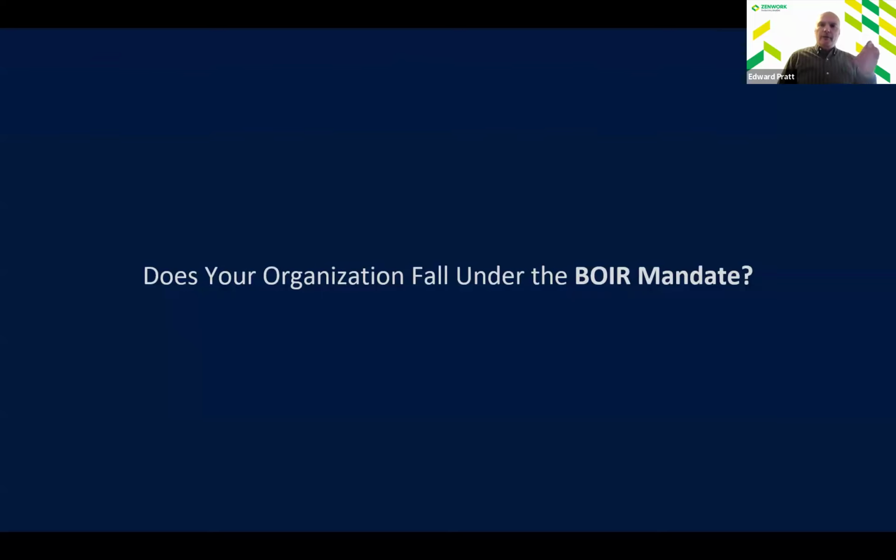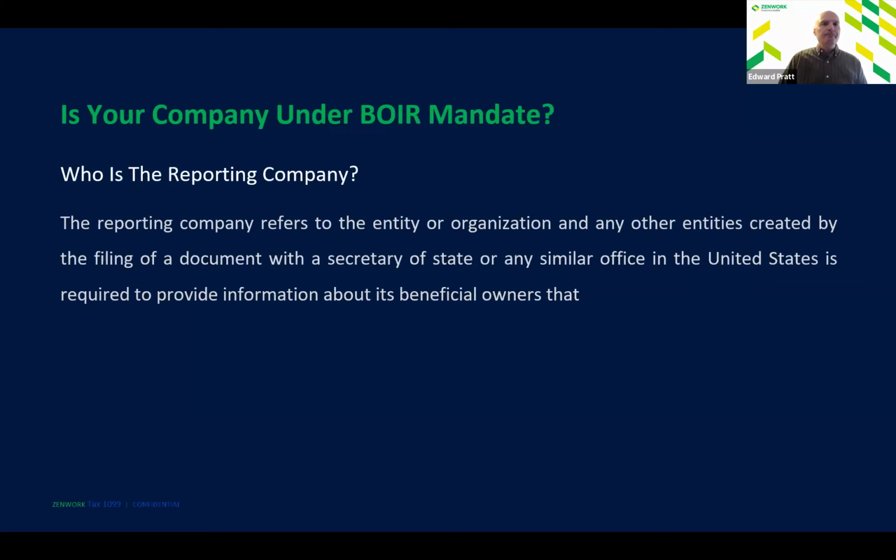So now let's look at understanding that framework of the BOI. Let's see if we can determine if your organization falls under the BOI mandate. And you see BOI, I'm saying BOI, it's BOIR. The R is the report, BOI is the beneficial owner information. So the reporting company is that entity that has been registered by filing a document with the Secretary of State or some other similar office. So that's the first question. Do I have a reporting company? If I don't have a reporting company, I'm not under the BOI mandate. So you've got to have that first qualification first.